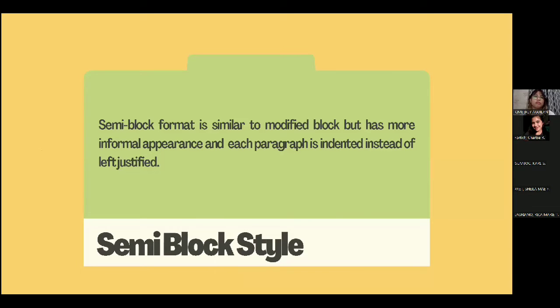Third, we have the semi-block style. So this format is similar to modified block but has a more informal appearance, and each paragraph is indented instead of left justified. Next slide, please.